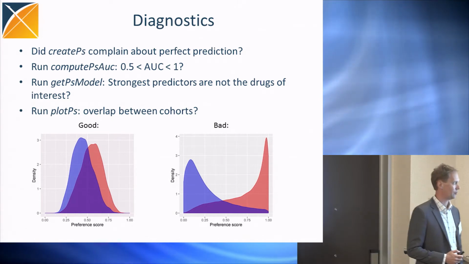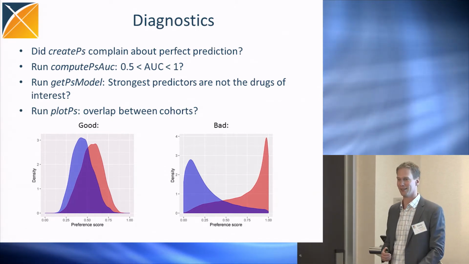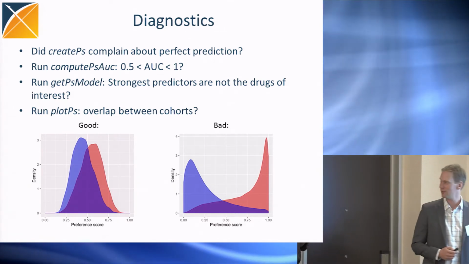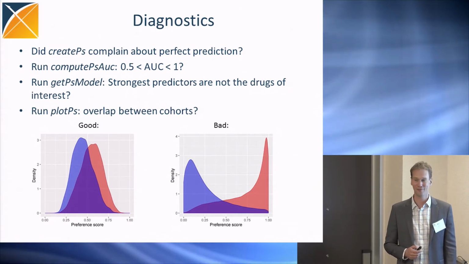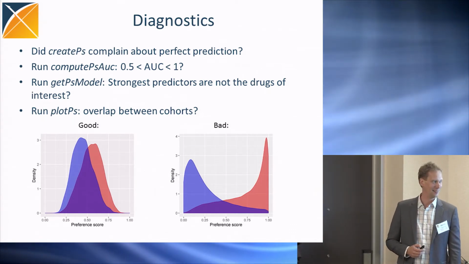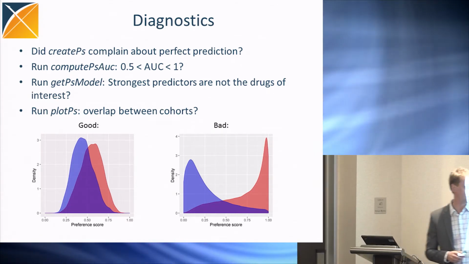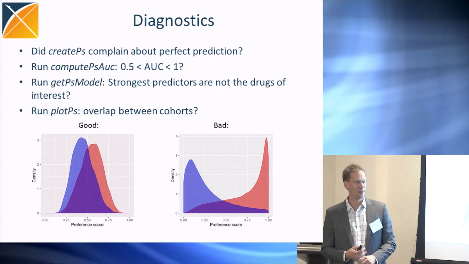All right, and the one that I personally like most is plotPs to generate the actual distributions. And so the previous ones. This is what most studies look like, but nobody reports it. Yes. So this is good. You have large overlap. They're comparable. This is bad because they're really different, the two populations. I mean, Graham just got really lucky. Yes.